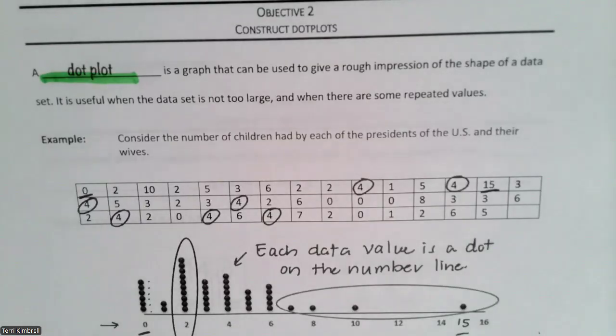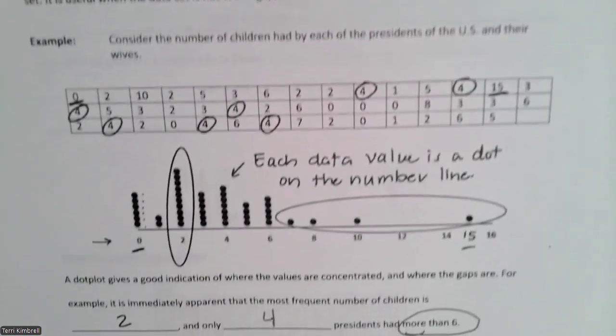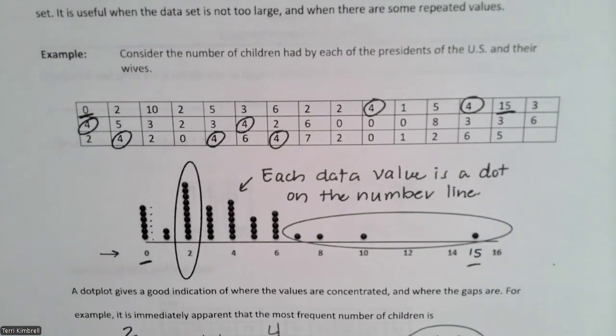And the last one is dealing with dot plots. Now, a dot plot is a graph that can be used to give a rough impression of the shape of a data set. It's useful when the data set is not too large and when some of the values are repeated. Consider the number of children had by each president of the United States and their wives. So when we have this information, again, we can organize it or we can mark it off. So when I look at this dot plot right here, each data value is a dot on the number line.